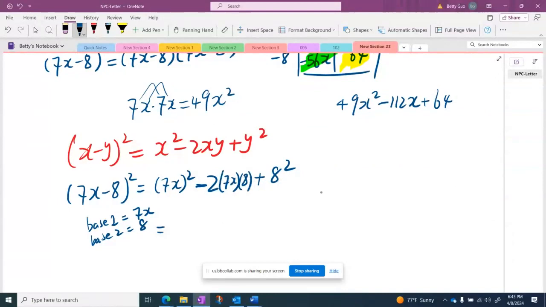And then we simplify. 7x to the power 2: 7 times 7 is 49, x times x is x squared. And in the middle, we have negative 2 times 7 times 8. That is negative 14 times 8.